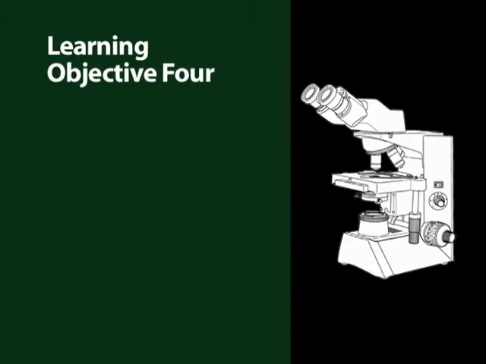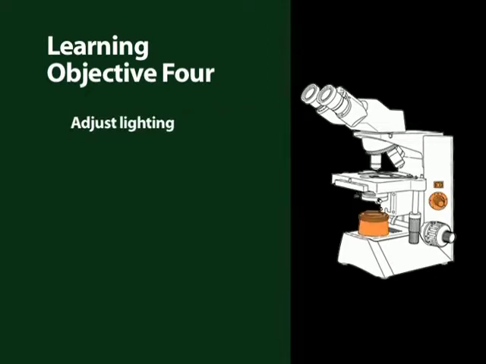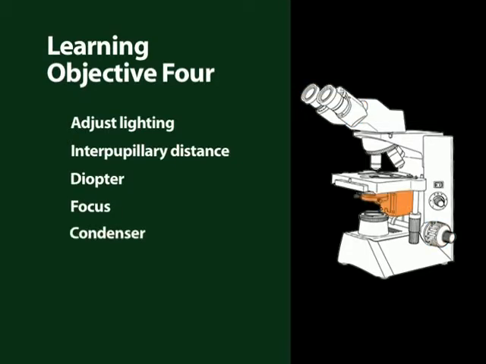The learning objective of this section was to set up, adjust, and use a compound microscope, including adjusting transmitted light, adjusting interpupillary distance, setting diopter adjustment, focusing, using a simple condenser, using oil immersion, and cleaning the external surfaces of ocular and objective lenses.